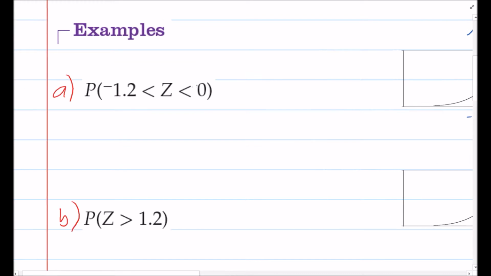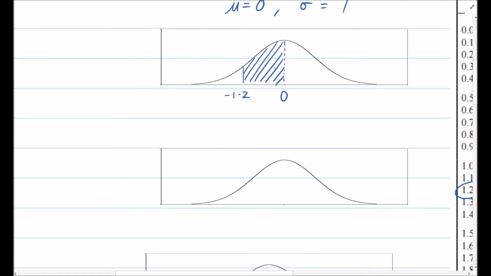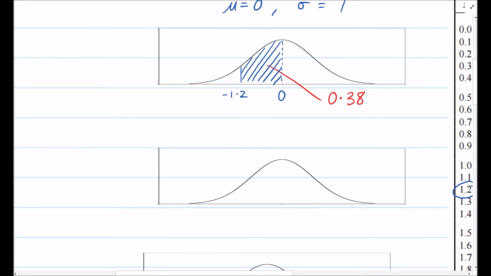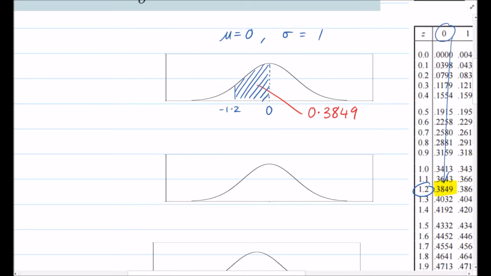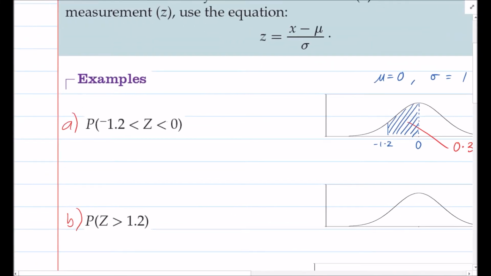And you'll notice that even though we've got negative 1.2, because it's symmetrical, we look it up in our table as positive 1.2. So that area in there is 0.3849. Okay, so that means that the probability that z is between negative 1.2 and 0 is 0.3849.